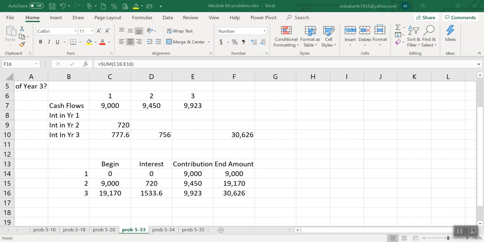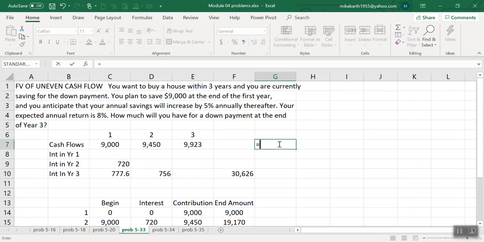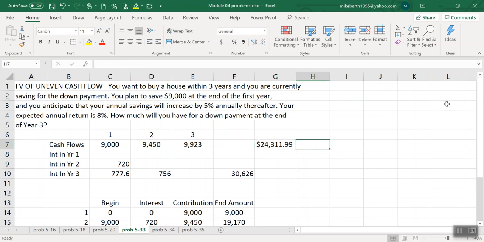Now, a third way to do this, and one that some people use because it's frankly a lot easier in some instances, is to take the present value of these cash flows, using uneven cash flows at 8%. The present value would be worth $24,311.99 today. And then take the future value of that at 8%, 3 years, no payments. It'll give you the same answer. So there are a lot of different ways to solve this in Excel, doing whichever way works best for you.